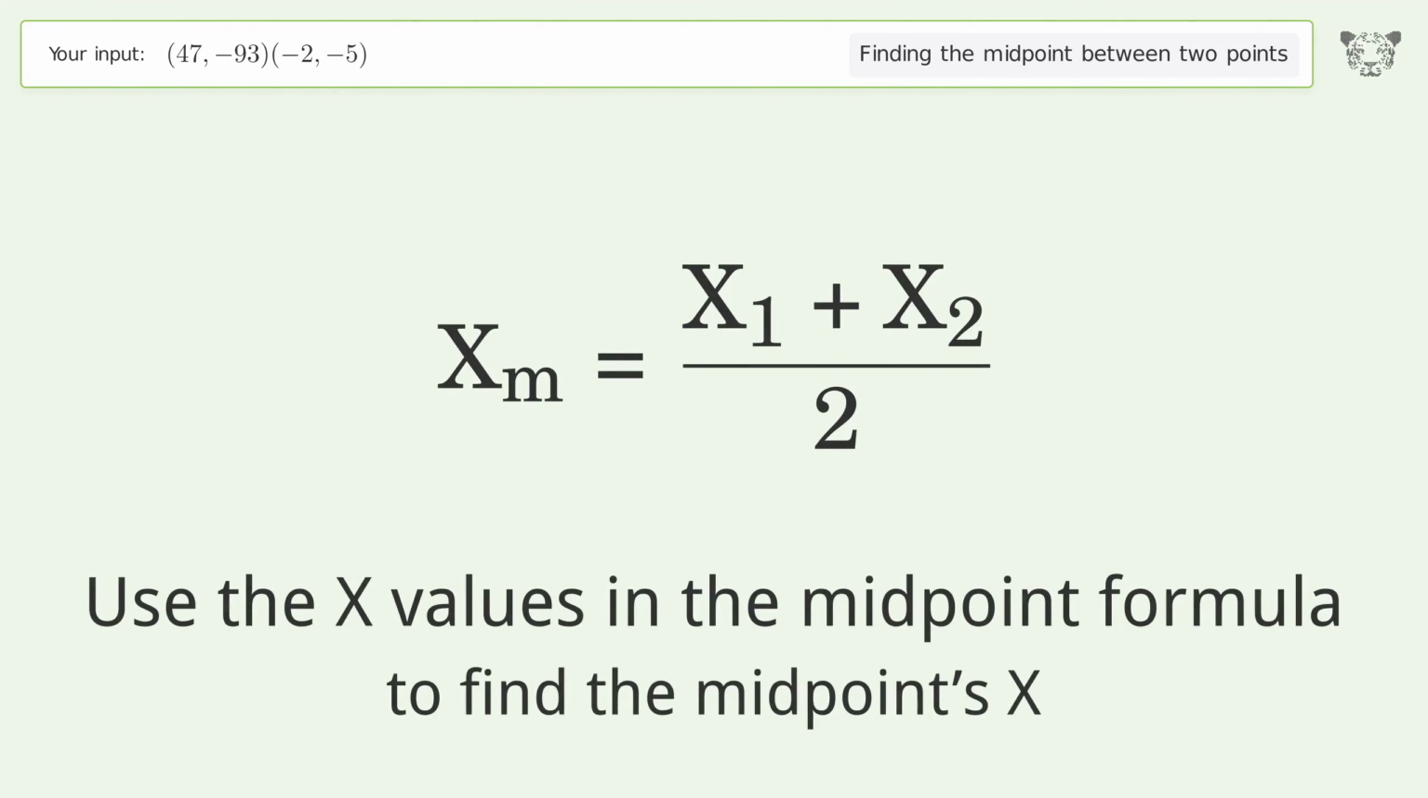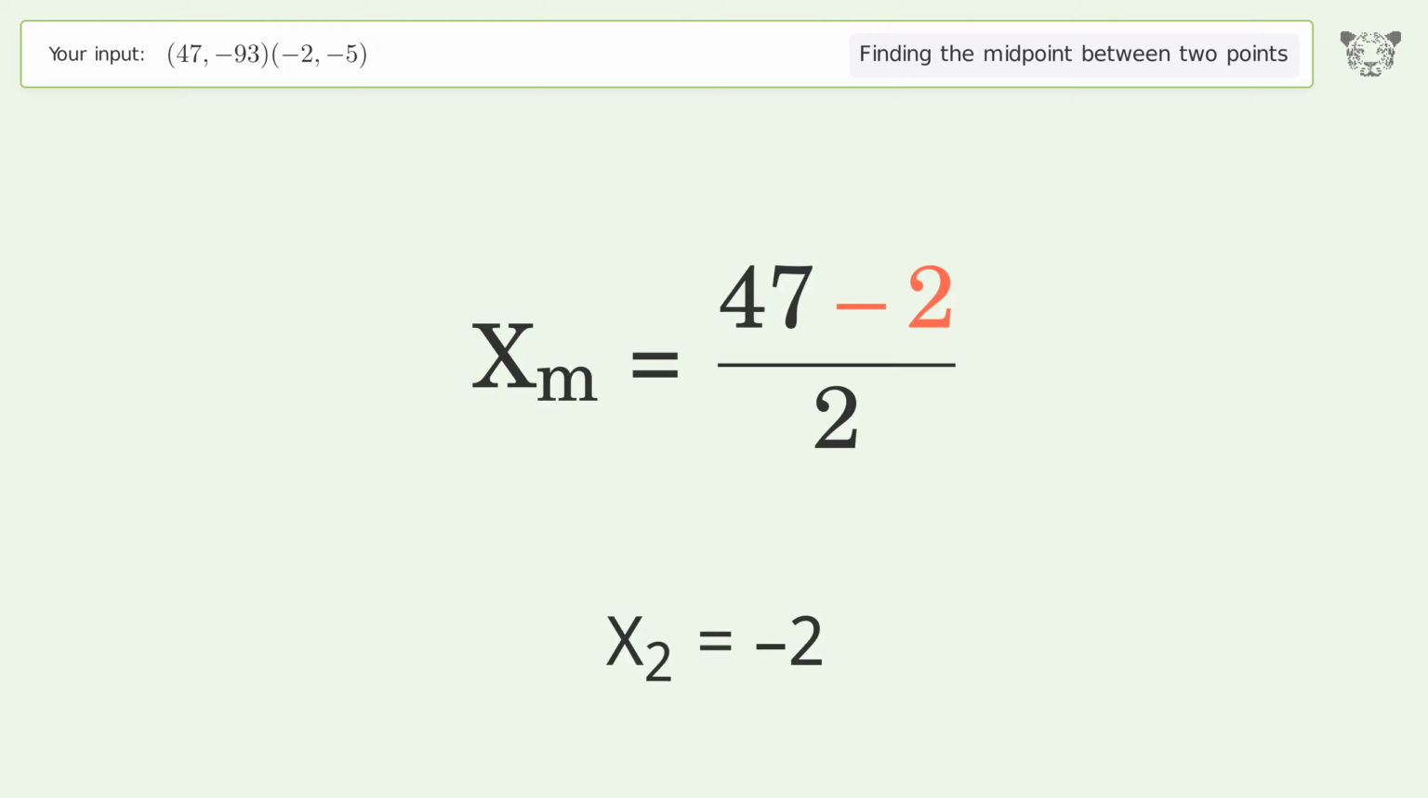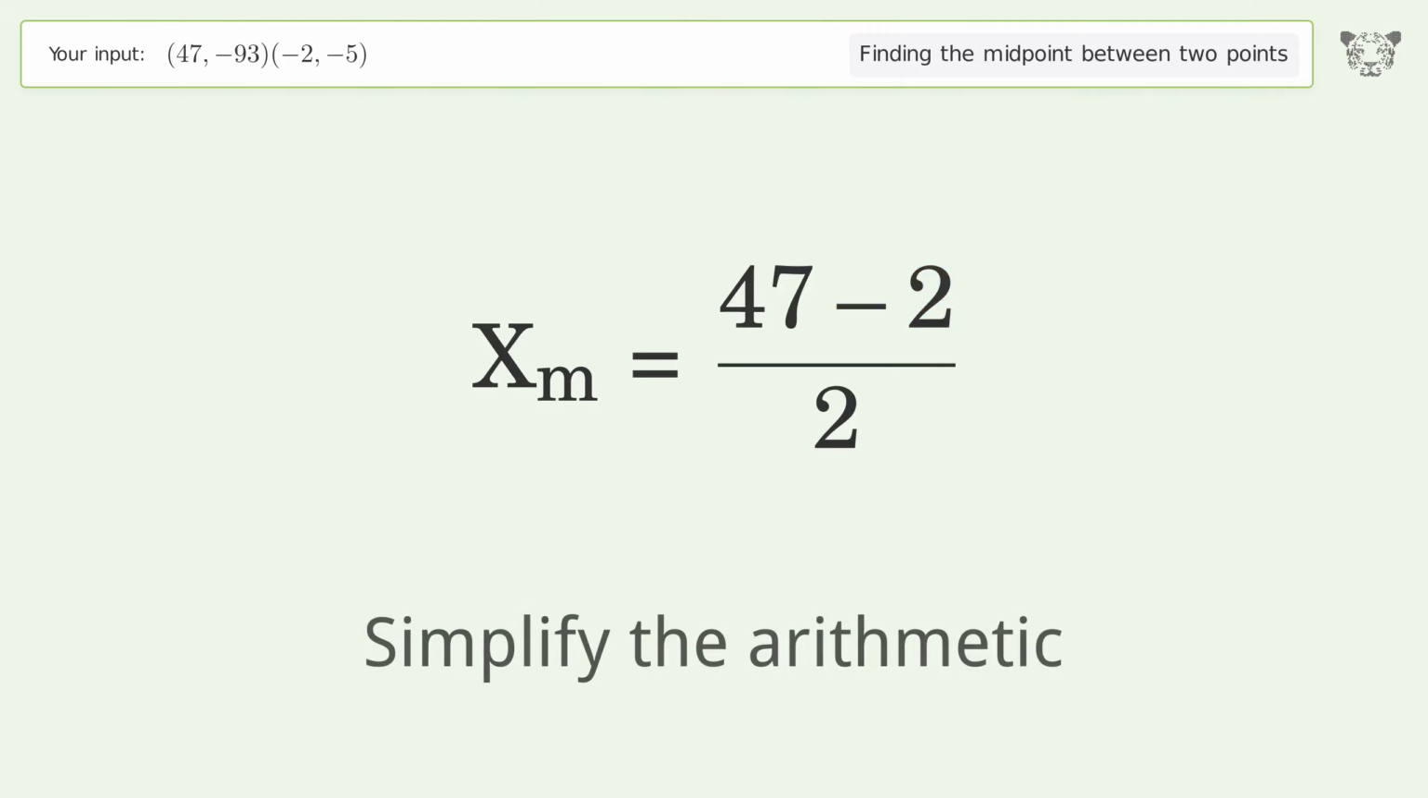Use the x values in the midpoint formula to find the midpoint's x. x1 equals 47. x2 equals negative 2. Simplify the arithmetic.